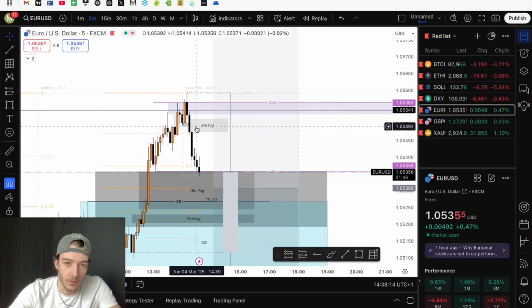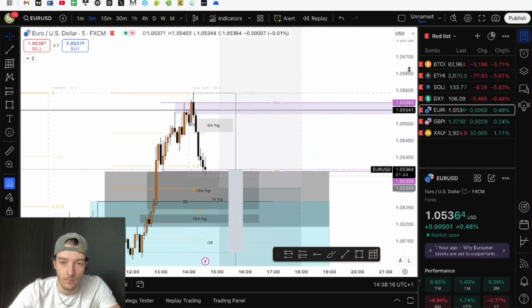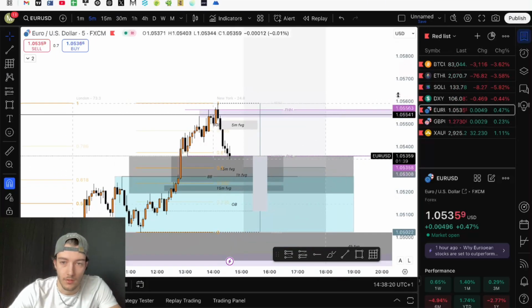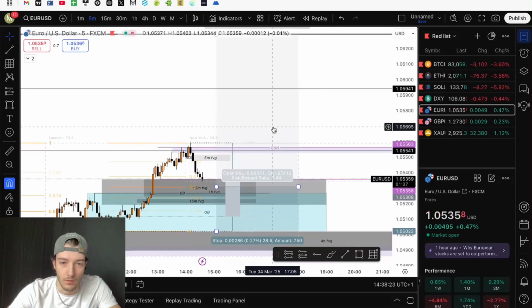Could have taken a short here, but I would much rather wait for this higher confluence, higher probability trade here.